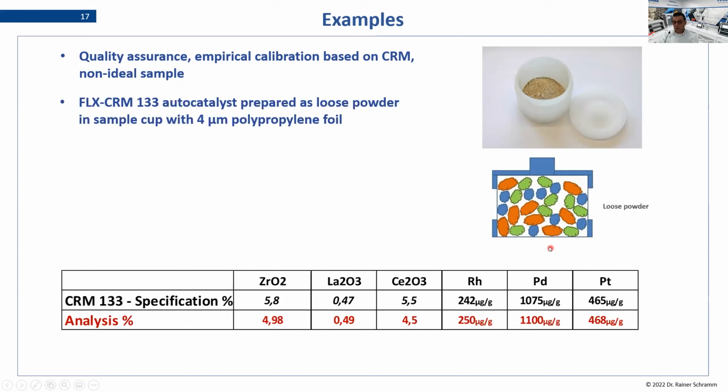So the whole cup is mostly analyzed. And the fluorescence yield of these elements is very high, so we have a high sensitivity. So we can even go down to traces here. And of course, we calibrated this application by CRMs. And the CRMs were prepared in the same way as the samples.